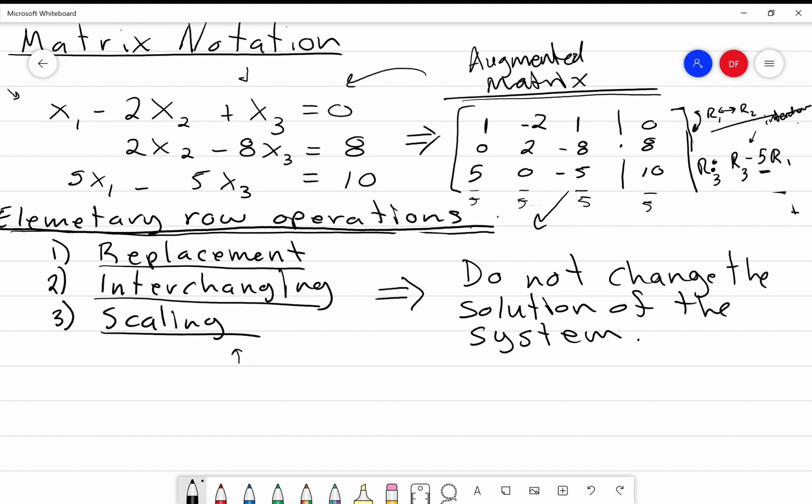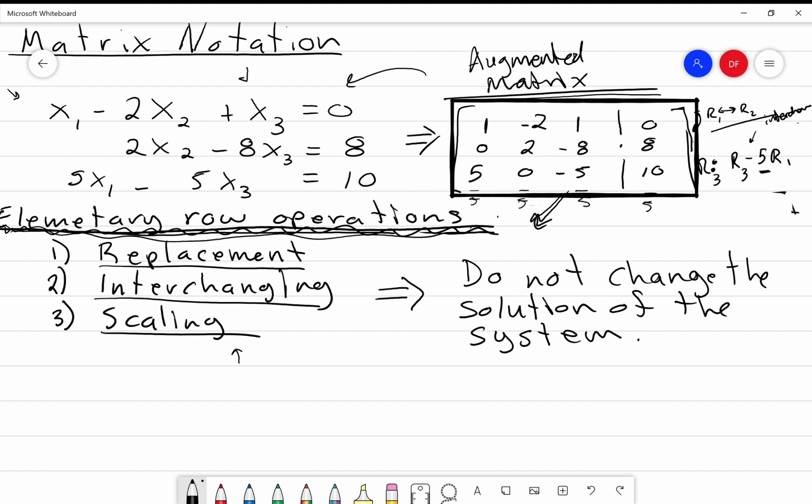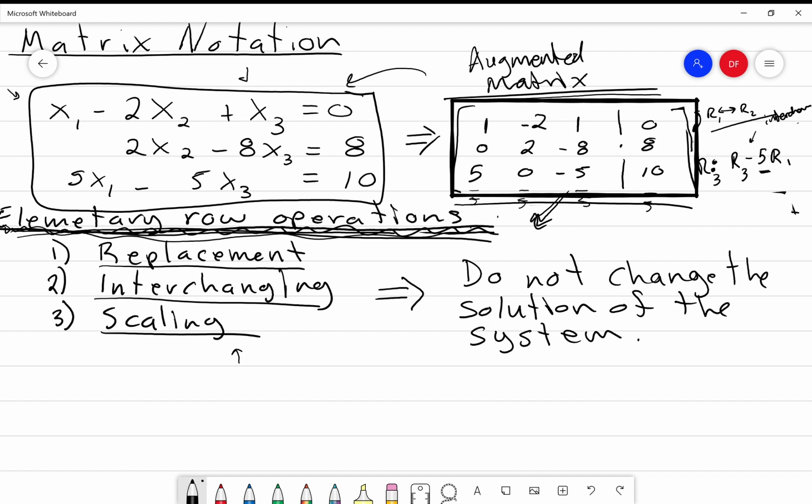Okay, so now I'm going to show you, I'm going to use elementary row operations to change this matrix into a matrix that gives us a solution. And then later, I will show you a set of rules that will, every time, find a solution using elementary row operations. Okay, so let's look at this example here, and let's see if we can use elementary row operations to find the solution for this system of linear equations.